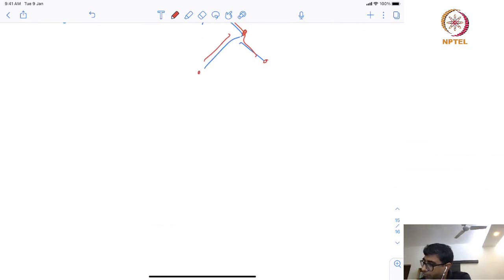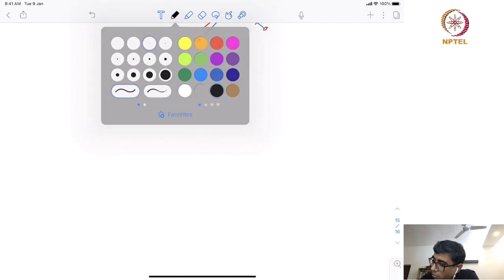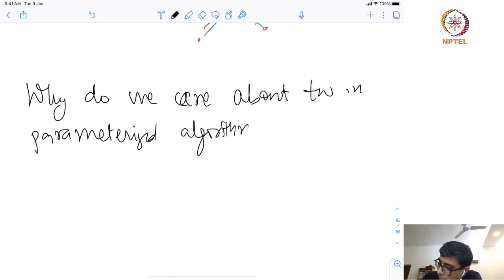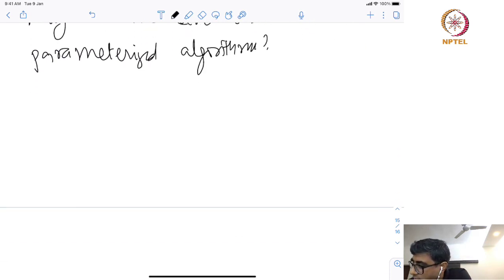But first, in today's lecture, I want to talk about why we care about tree width in parameterized algorithms. Okay. So, let me try to answer this question first.